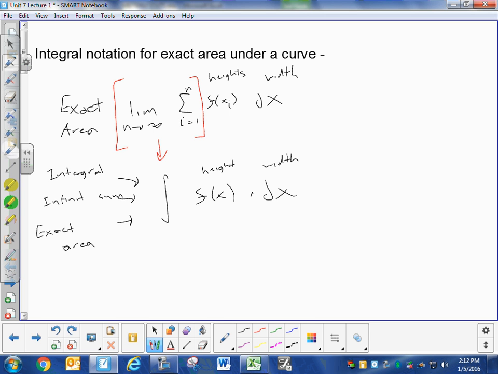Now, it's actually not done yet, because with that delta x, we knew that it was b minus a over n. The b and a helped us kind of define our boundaries. We need to define our boundaries here as well, so we will put the a and the b here.